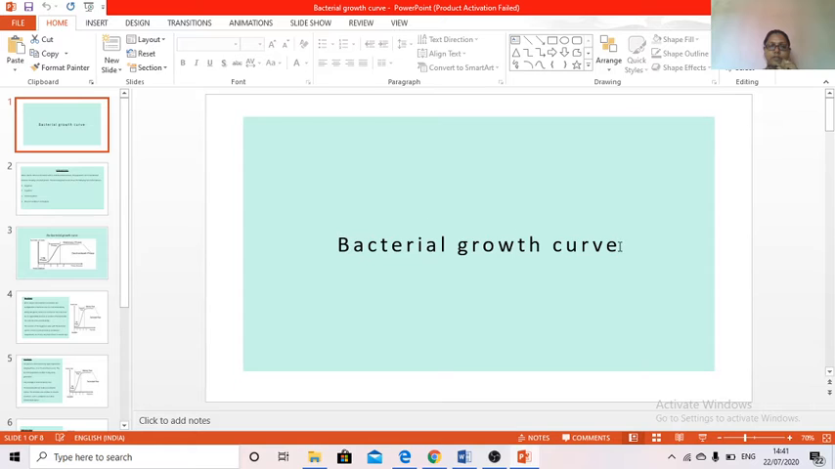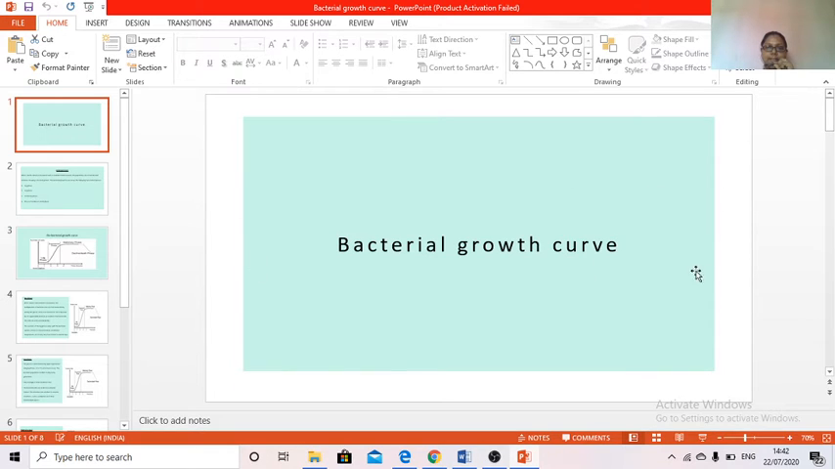Before I start, I want to tell you in very easy language that this is a graph that describes the different stages of bacteria as it grows. Once you inoculate bacteria on a culture medium, all of you must have done culture, that same day or immediately you don't see any colonies. But the next day after incubation, you see visible colonies. Through this topic, I'm going to tell you step by step how those colonies appear.